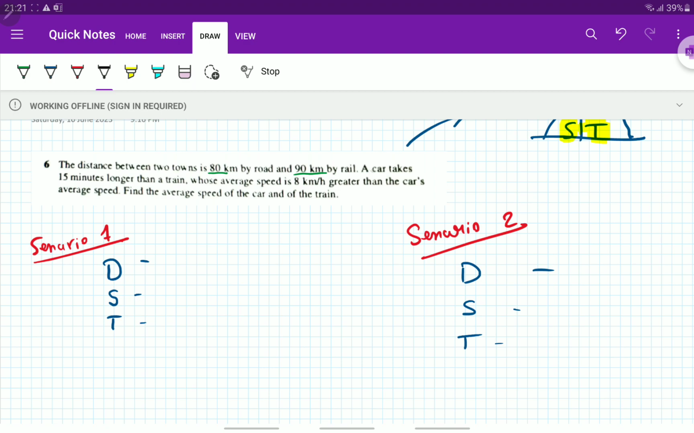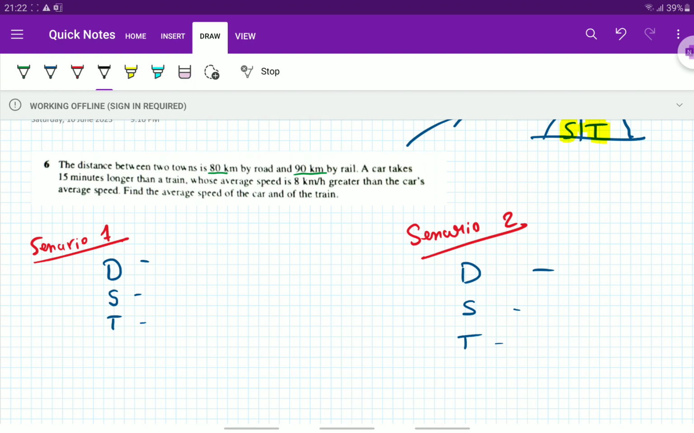In the second sentence, they're telling us a car takes 15 minutes longer than a train. So we understand that the car is going to be the slower option, so the rail is going to finish this race faster. And let's just plot everything we know into these two tables.